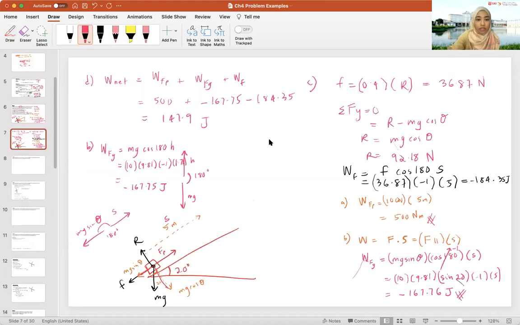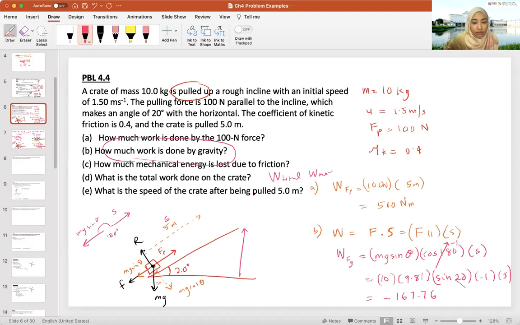Okay, and then the last question is, what is the speed of the crate after being pulled 5 meters? So we can use the work energy theorem, or we can use our linear kinematics, or we can use apa lagi? Work energy theorem, kinematics.